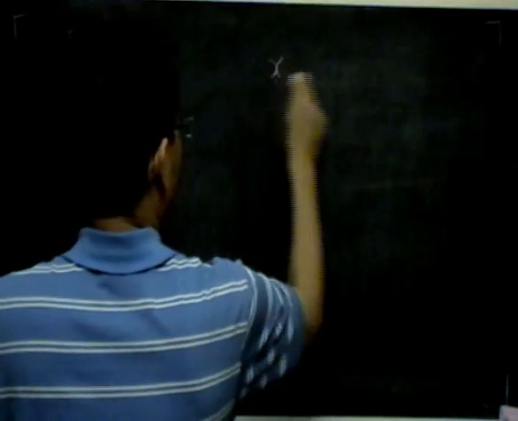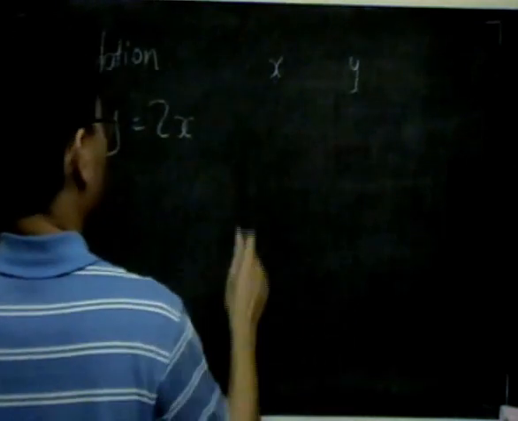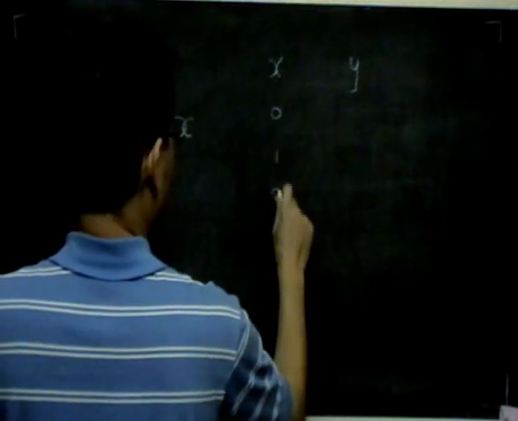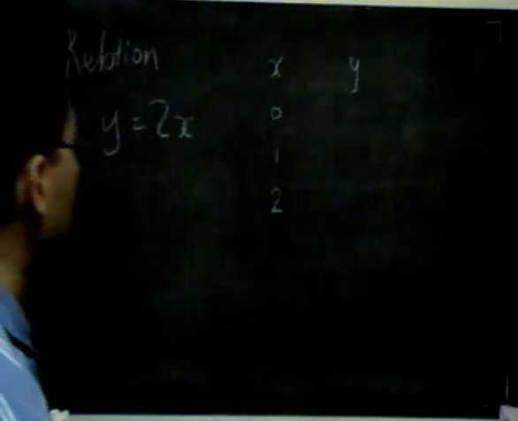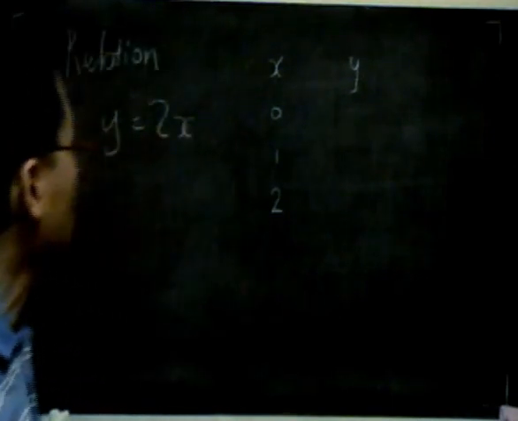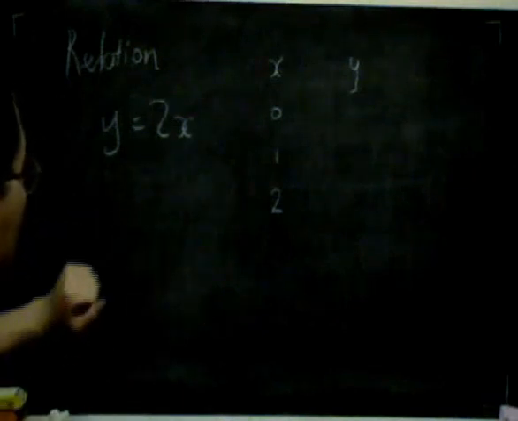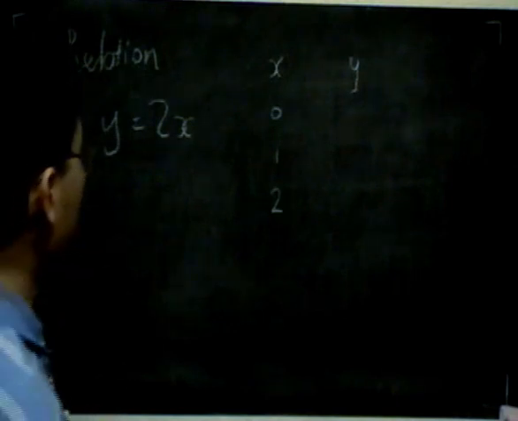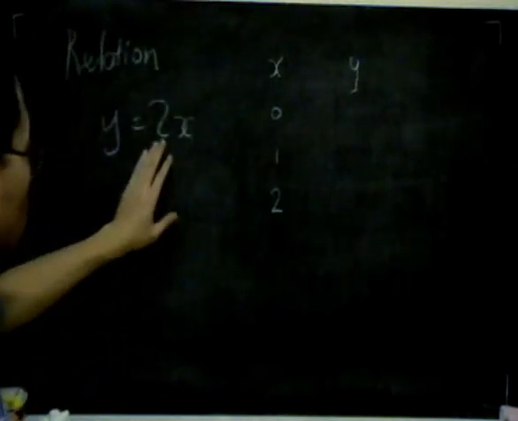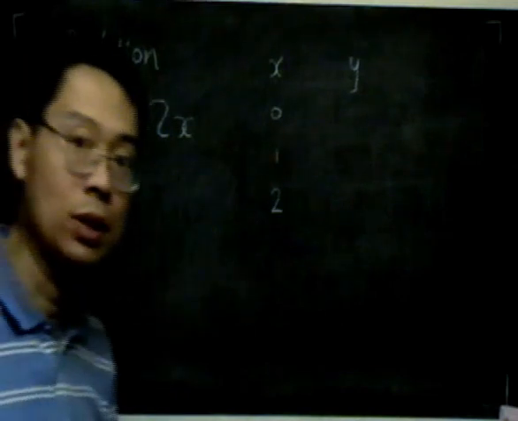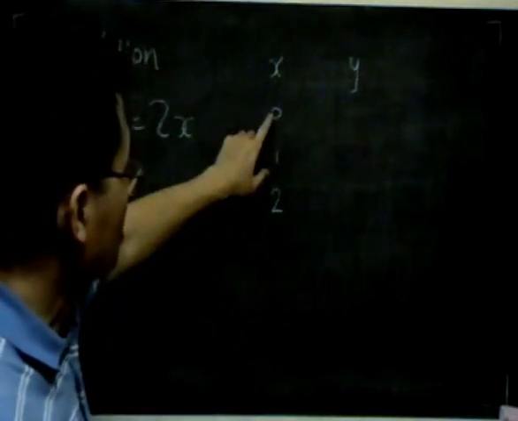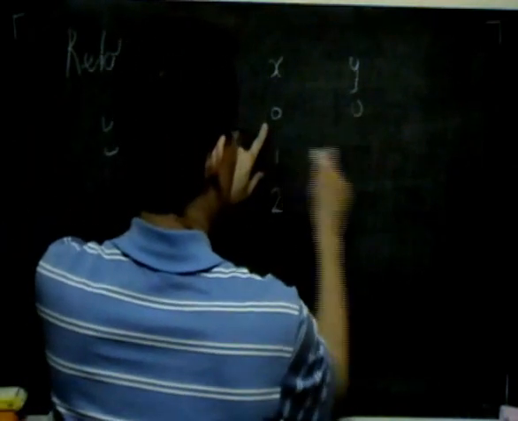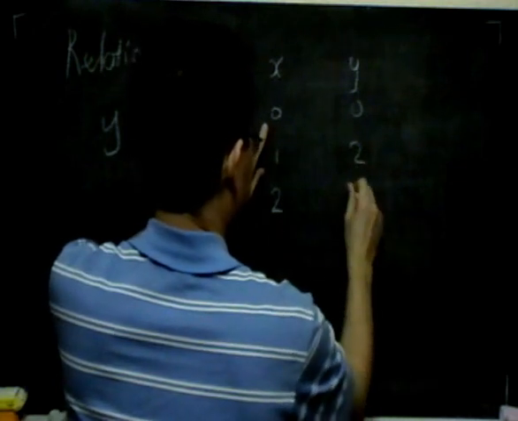Suppose that I list a few possible values of x, like 0, 1, and 2. Just the 3 possible values of x. I can use this equation to calculate a value of y for each x. So since y is always equal to twice of x, it's quite easy. I just take each value of x and multiply it by 2. So 0 times 2 is 0, 1 times 2 is 2, and 2 times 2 is 4.